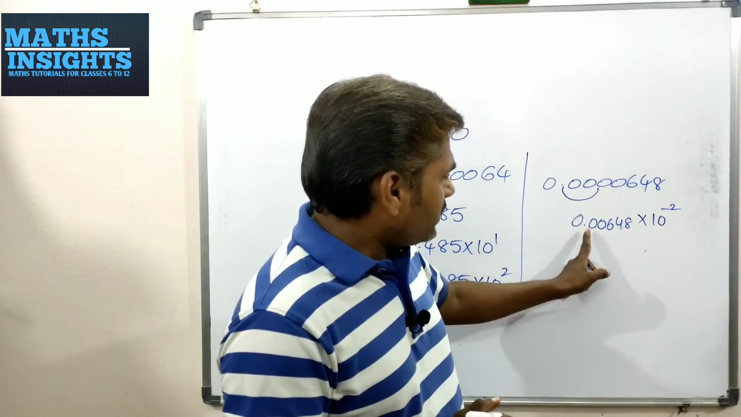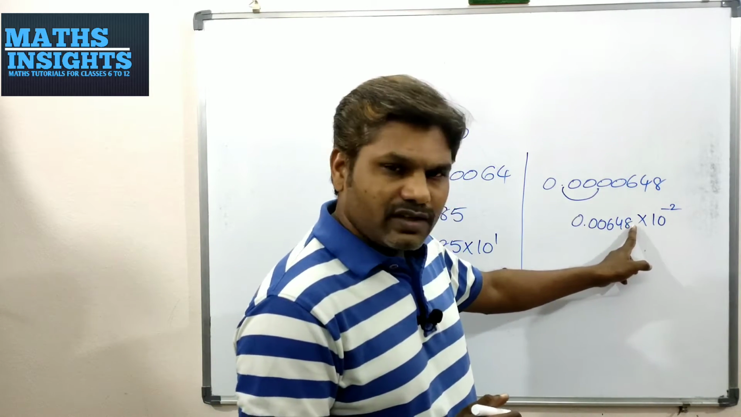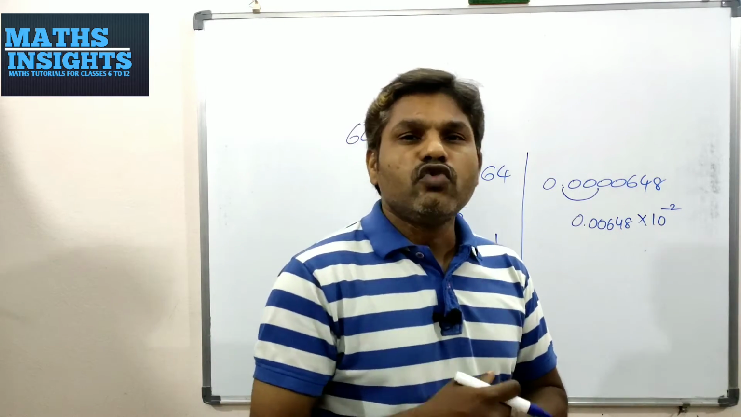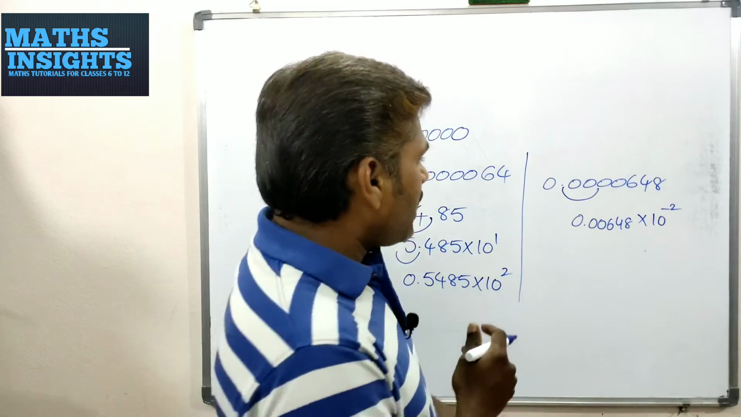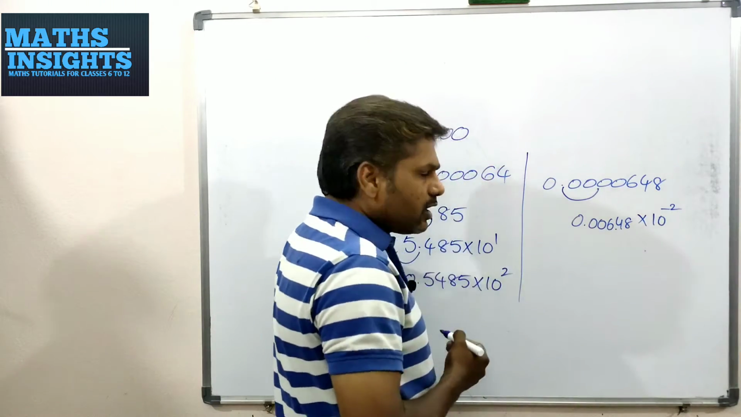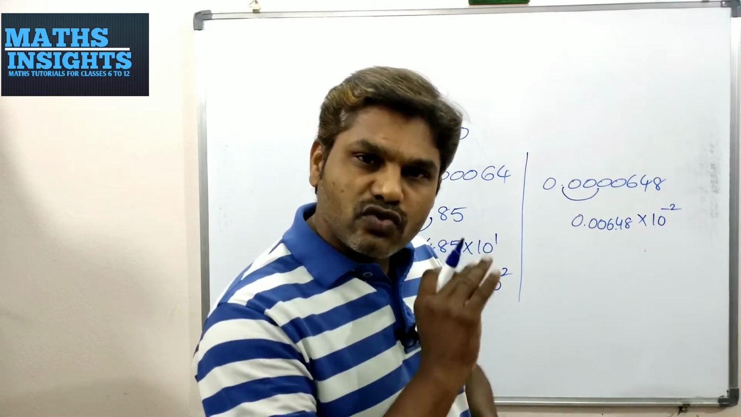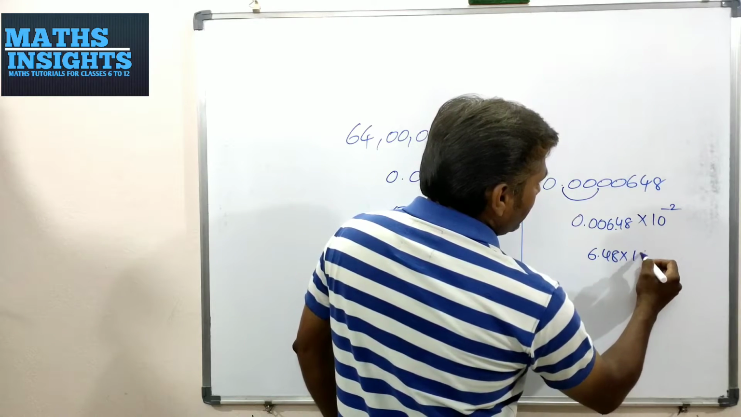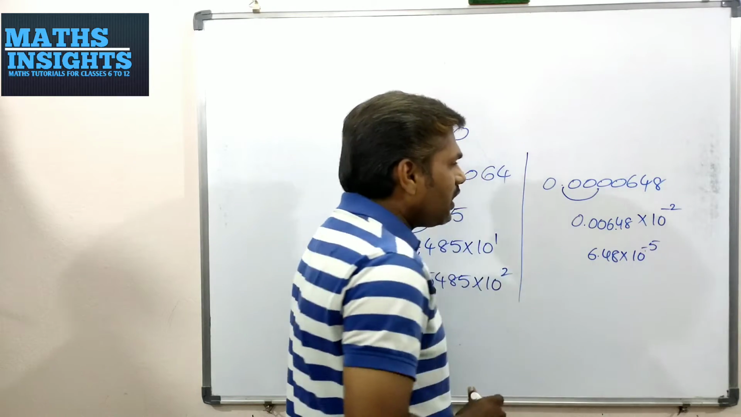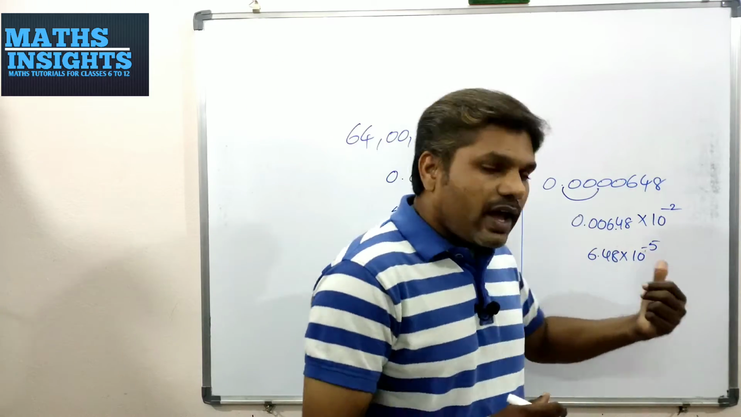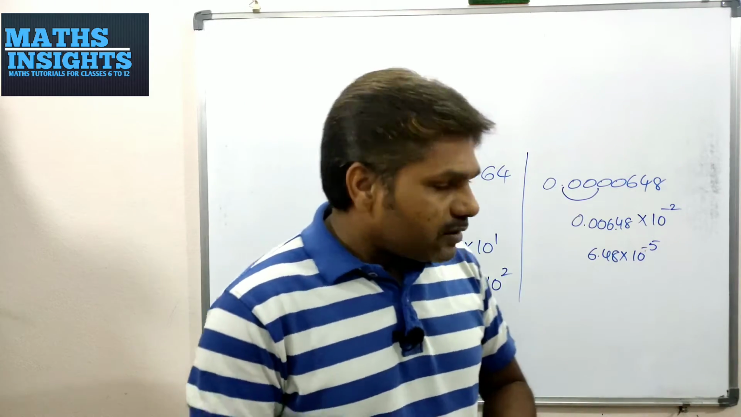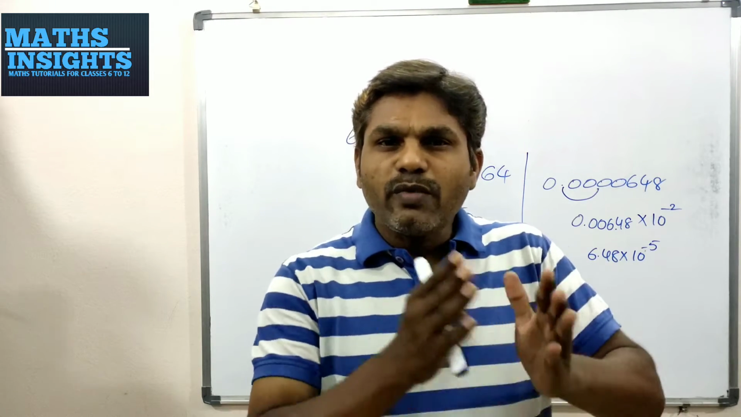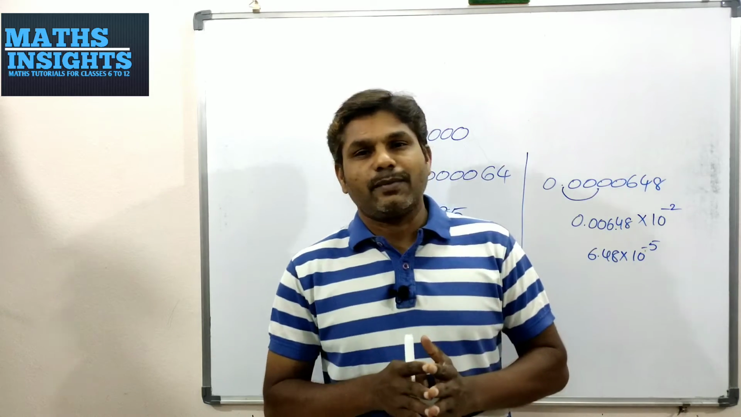If you move this decimal point again, you have to count how many places you are moving it towards the right side. I will place the decimal point here by moving another 3 places towards the right side. So 6.48 into 10 power minus 5. Already minus 2 is there. If you add again minus 3, that will become minus 5. In this way, you can control the movement of the decimal point in a decimal number.